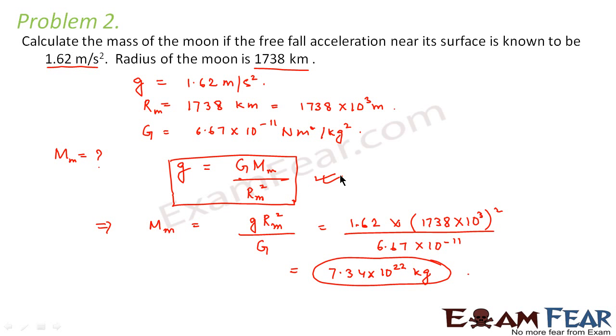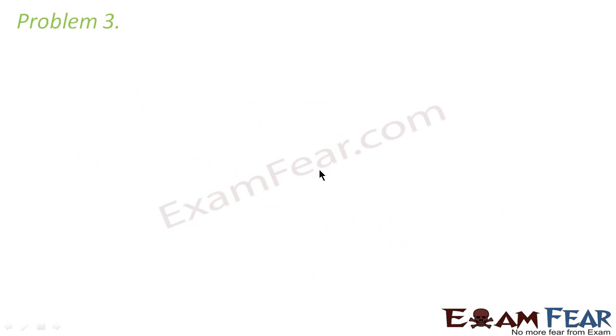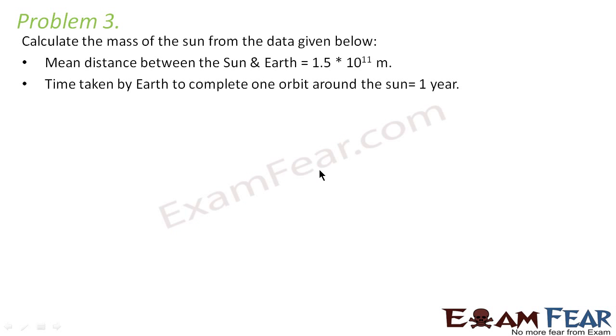So I hope it is clear to you how we apply the formulas which we studied some time back. Now we will look at yet another problem. Problem 3 says, calculate the mass of the sun from the data given below. So we have to calculate the mass of the sun. Mean distance between sun and earth is 1.5 into 10 to the power 11 meters. Time taken by earth to complete one orbit around the sun is equal to 1 year.